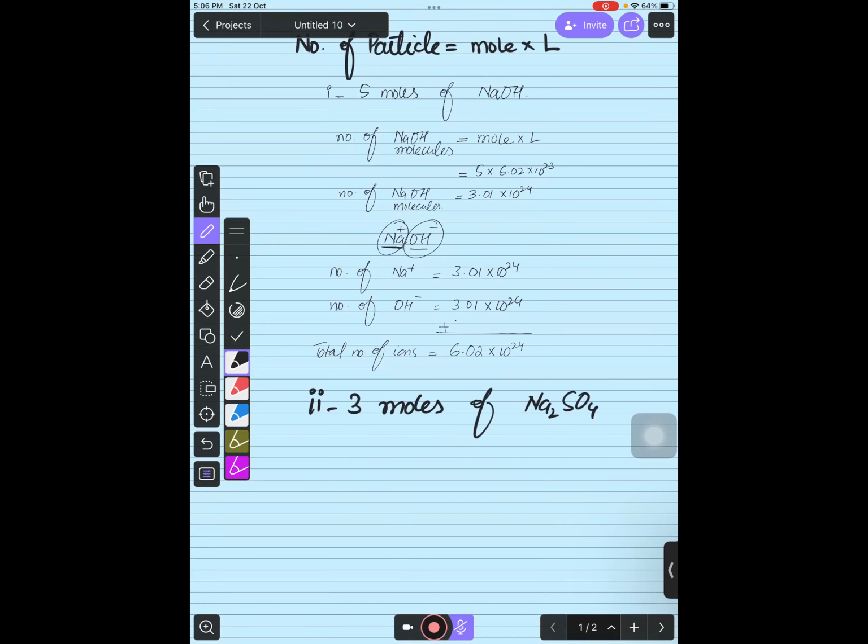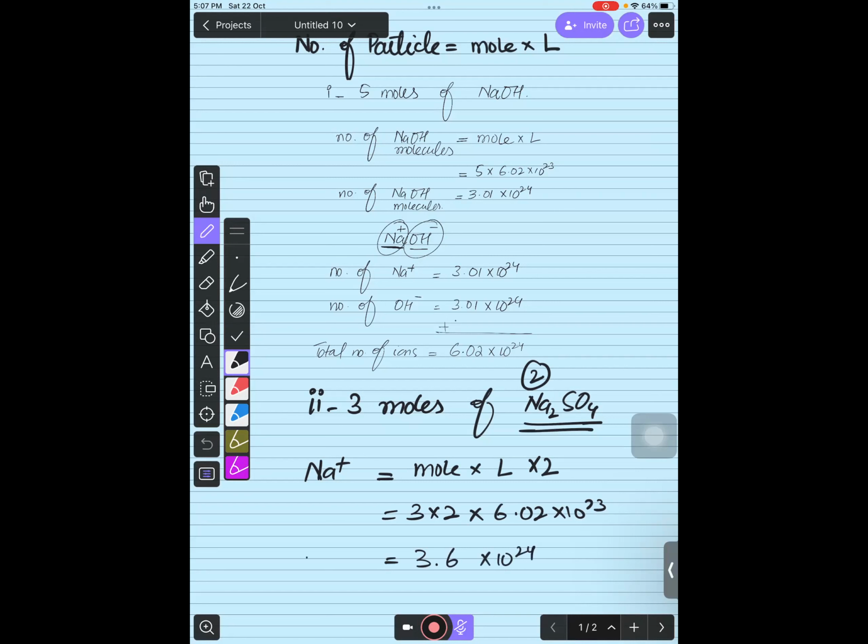Sodium sulfate, right? So if you want to find the sodium ions over there, we have moles into Avogadro constant. And in each compound we have 2 sodium ions, so you can multiply with 2, right? So it will be 3 into 2, 6, into 6.02 10 raised to the power 23, right, बच्चों? So it is 3.6 something like 10 raised to the power 24 number of sodium ions. Is that right, बच्चों?